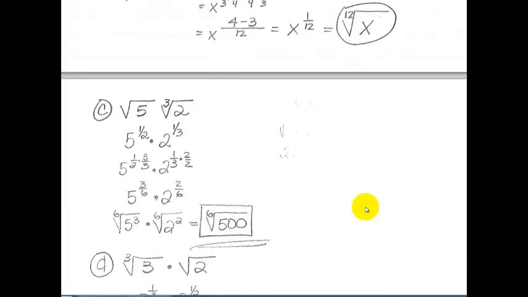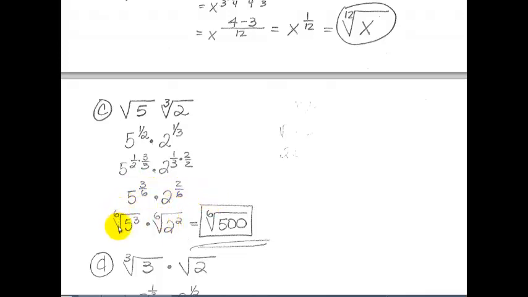Okay, let's continue on. Suppose I have the square root of 5 and the cube root of 2. The first thing I would do is change into exponential form. That's what we did here and here. Notice that I cannot combine these two exponents because they have different bases, but nonetheless, I am still going to find the common denominator. The common denominator between 2 and 3 is 6, so I'll multiply top and bottom here and here to get 6. And I cannot combine these exponents, so I'm going to change it back into radical form.